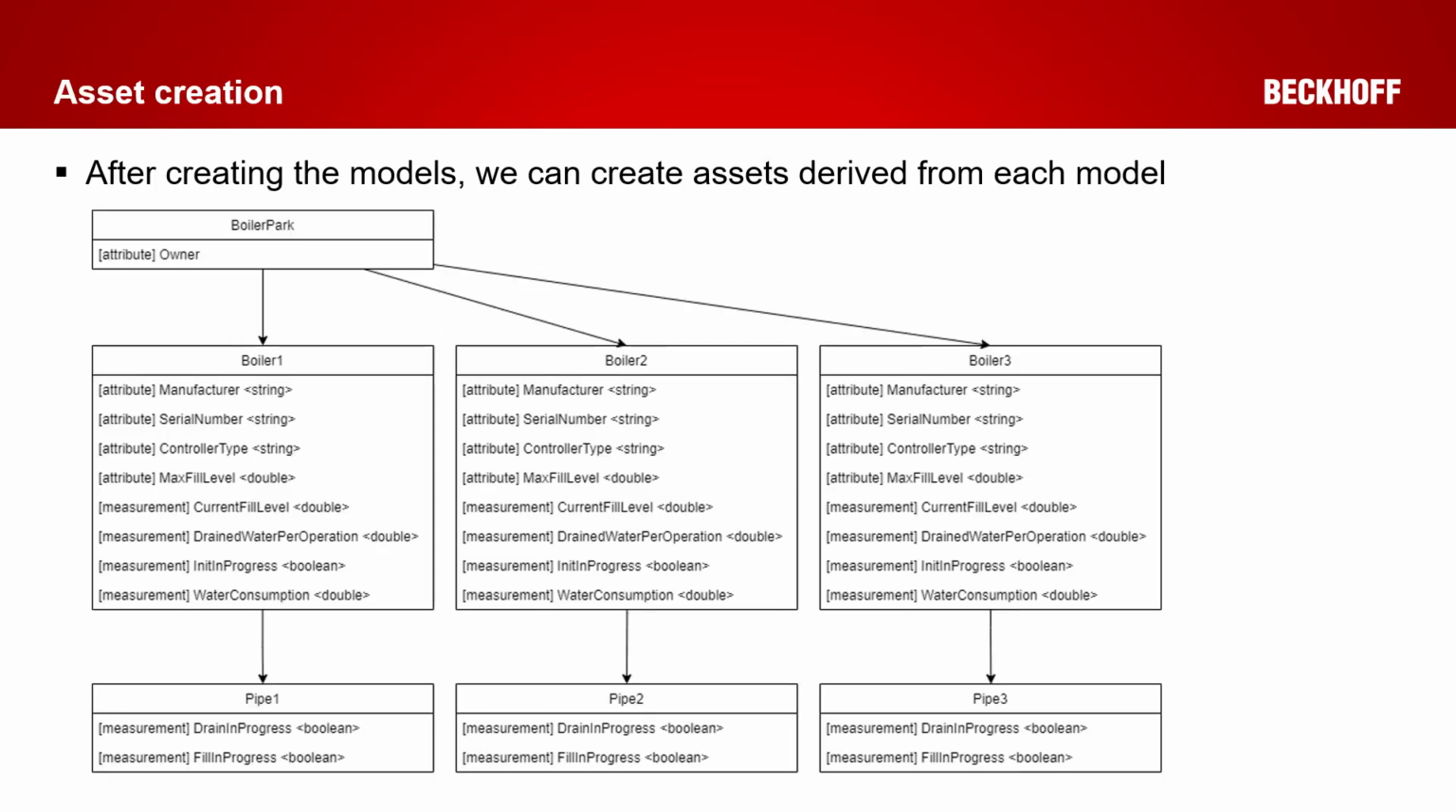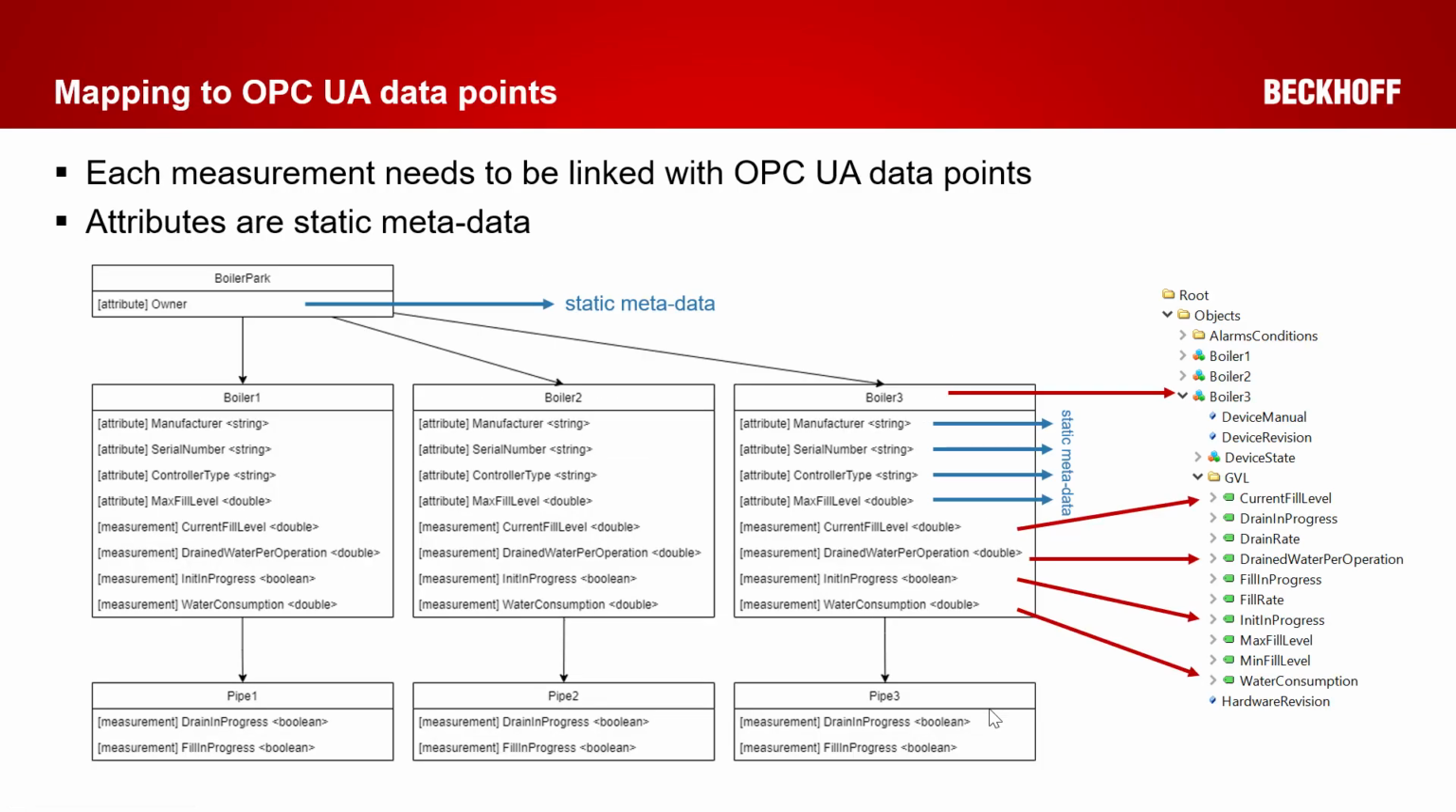So after we have created the information model, we can create assets from each model. In our example, this means that we have one asset that represents the boiler park, the fleet of boilers, right? And we have three assets that represent our three boilers, boiler 1, boiler 2, boiler 3. And we have three assets that represent the input pipes attached to the three boilers, pipe 1, pipe 2, and pipe 3.